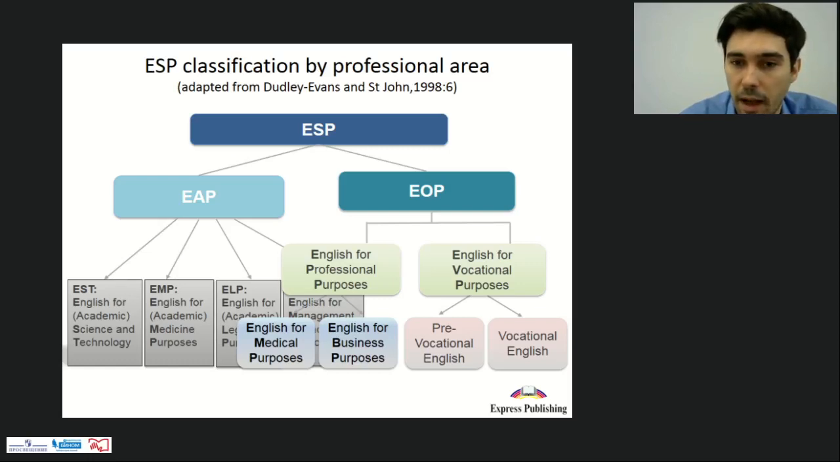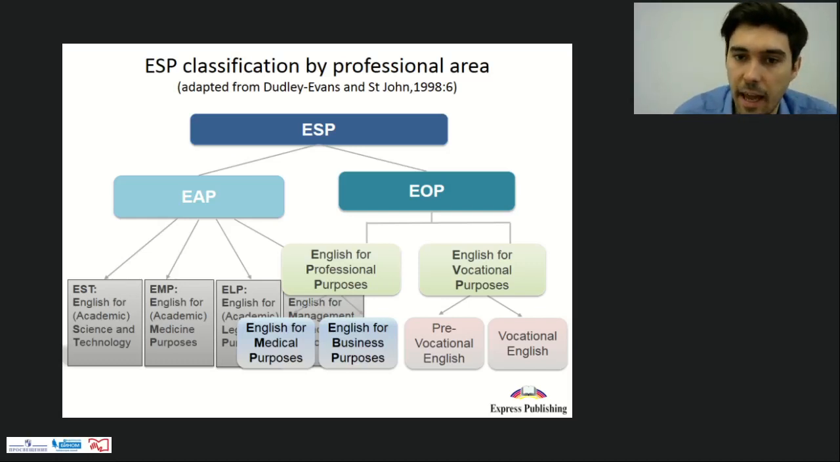This is normally done in a more professional environment by learners who are already experts in their field, but they want to develop their English skills for use in their job or in their area of work. So underneath EOP, we have English for Professional Purposes or English for Vocational Purposes. And this can encompass medical purposes, or English for business, and vocational English.